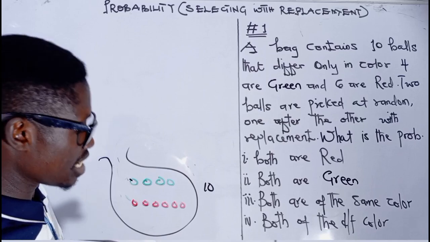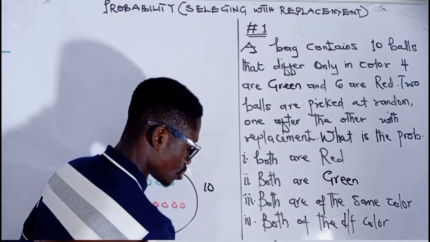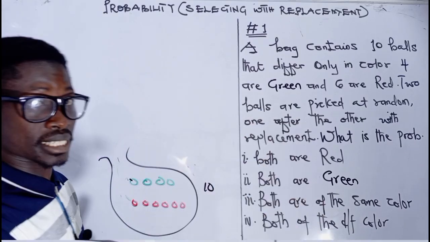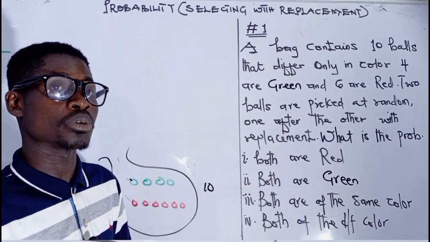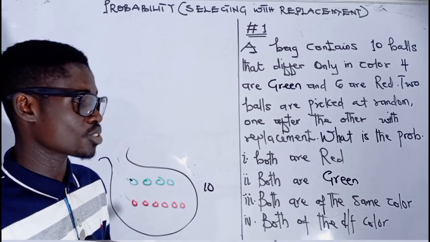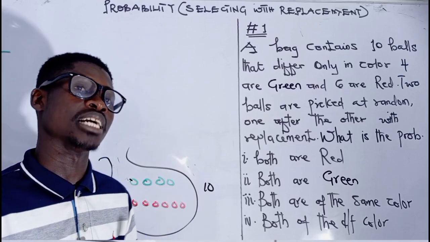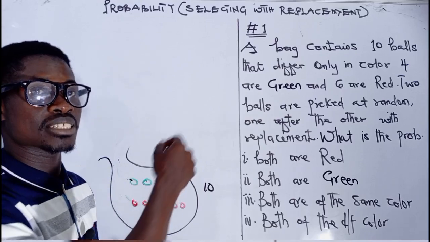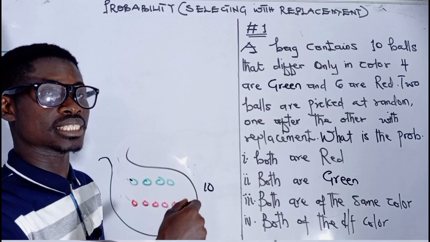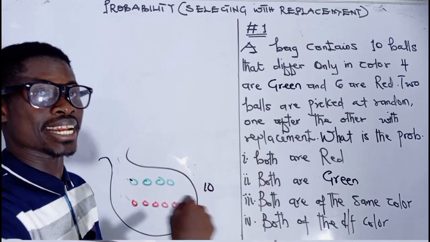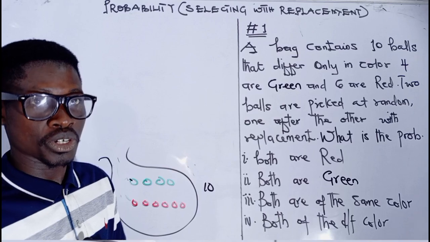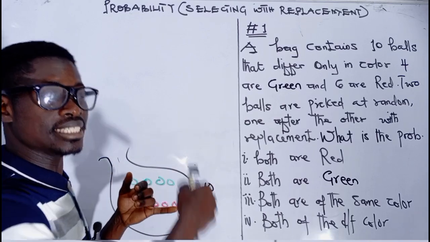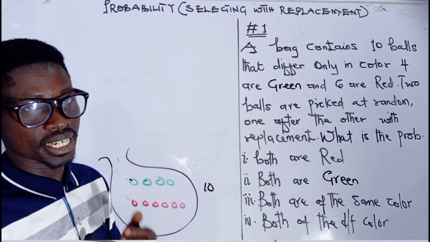So we are saying that if 2 marbles are drawn from the bag with replacement, what is the probability that both of the marbles are red? So both of the marbles being red means that on the first pick, we are going to get a red marble, and then on the second pick, we are also going to get a red marble. So we have the first being red and the second being red.